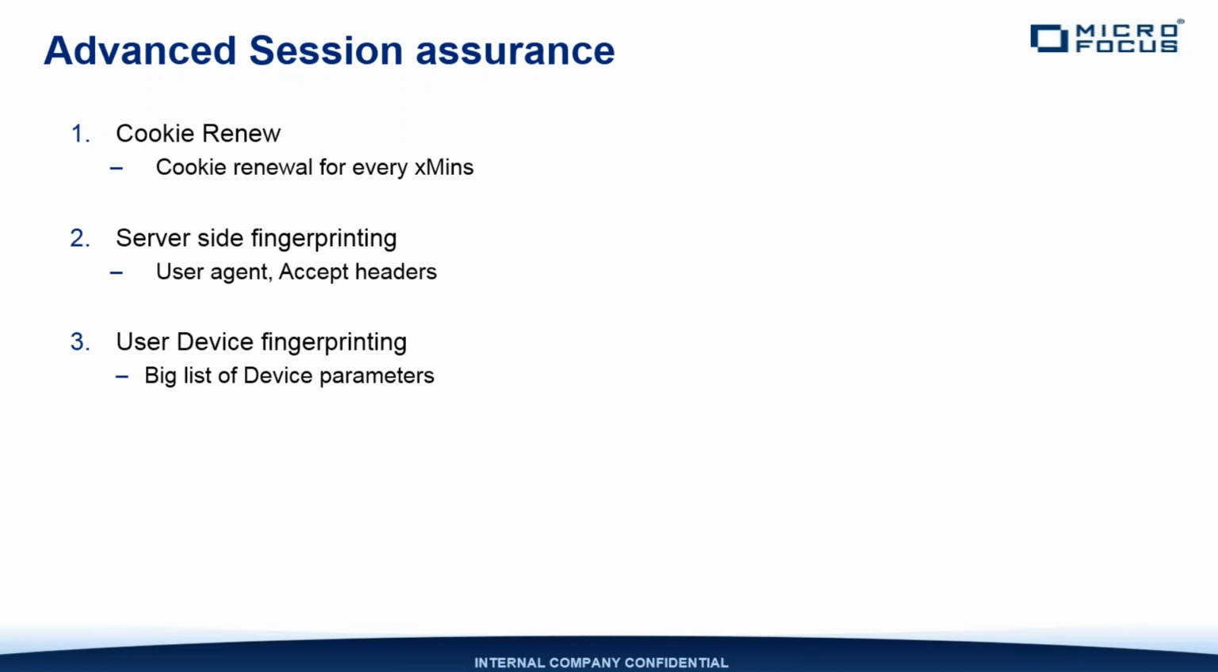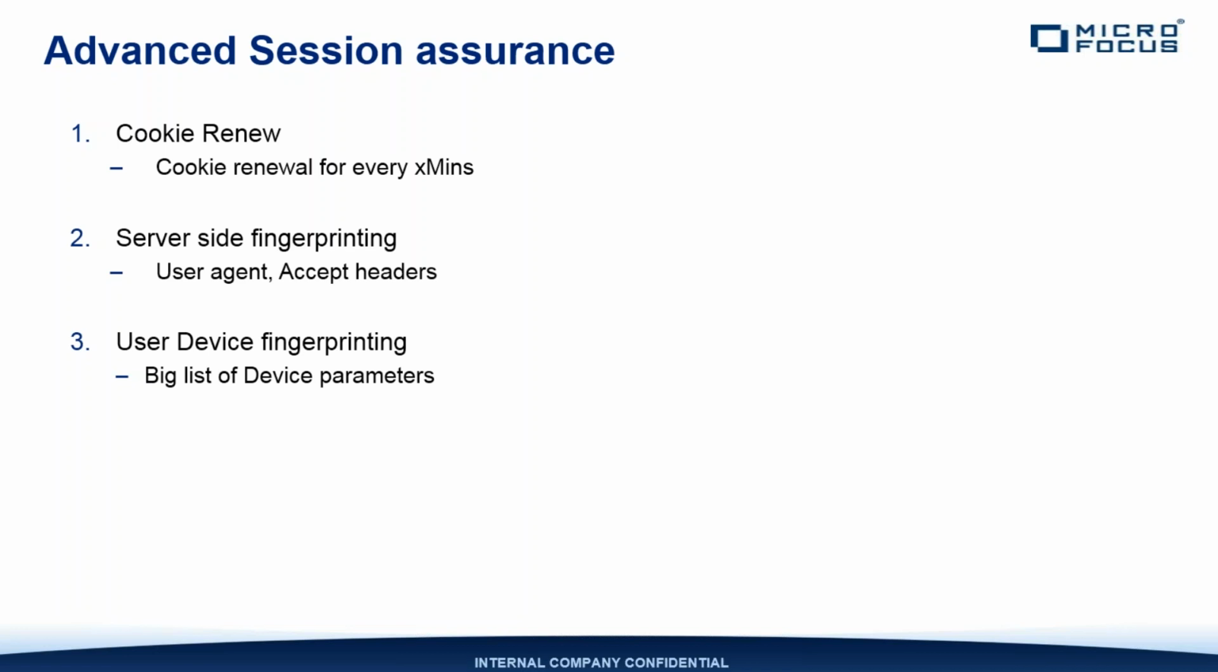The second part is server-side fingerprinting. Being at the server, currently one can do source IP-based validation. In addition to that, we would pick up the user agent and accept headers. This is information we get from the browser to make sure he is using the same browser instance throughout the session. We are planning to validate this too.